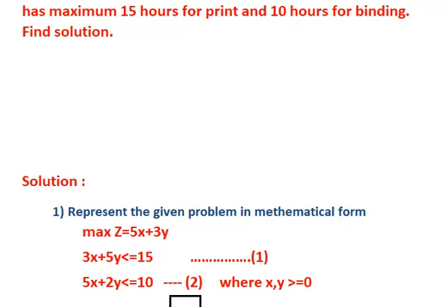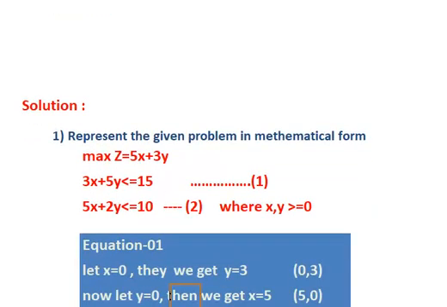The very first one is the printing constraint, that is, 3 hours needed for type 1 and 5 hours needed for binding for the type 1 book. And for the type 2 book, we have 5 hours for printing and 2 hours for binding. So it will give me two equations, where we assume that x and y are greater than 0. Let us solve those equations.